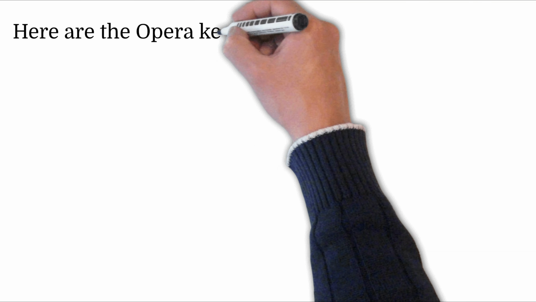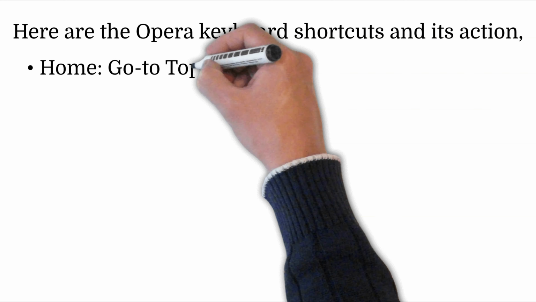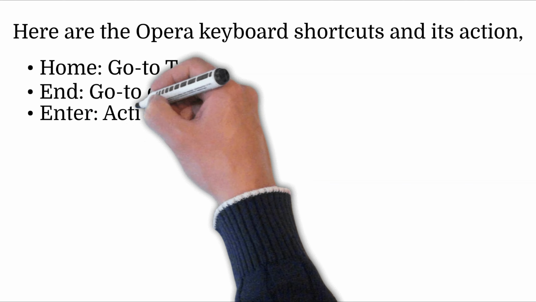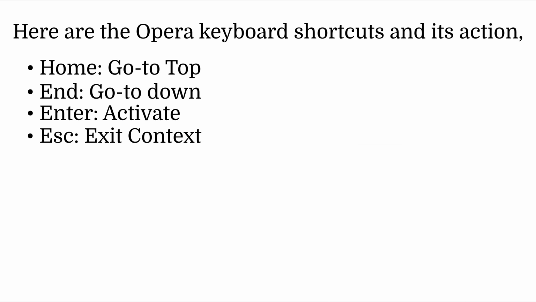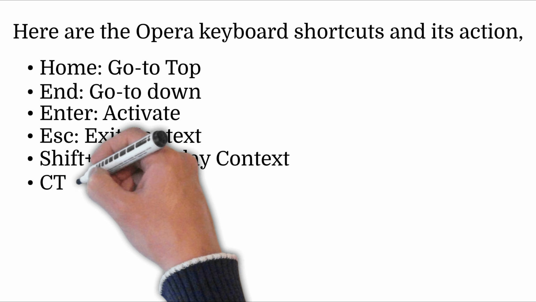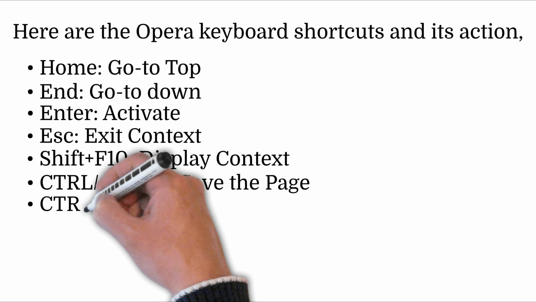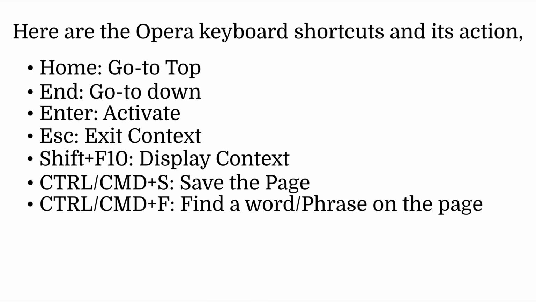Here are the Opera keyboard shortcuts and its action. Home, go to top. End, go to down. Enter, activate. Escape, exit context. Shift plus F10, display context. Control or Command plus S, save the page. Control or Command plus F, find a word or phrase on the page.